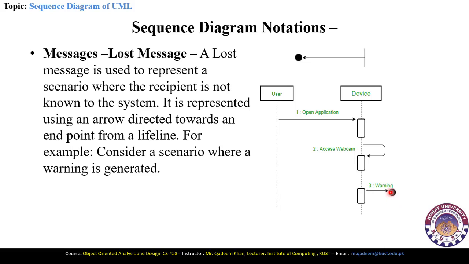For example, you can consider the scenario where a warning is generated if the hardware has failed, or there are certain reasons that the warning is generated to an unknown source here. So here an output message will be provided to the unknown source.